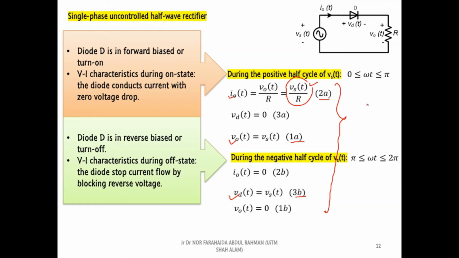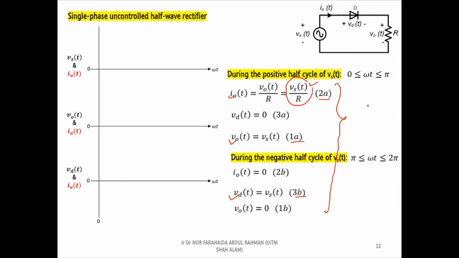Now, we need to sketch three sets of axes. The top axis is focusing on the voltage and current waveforms at the supply or AC side. Meanwhile, the middle axis is concentrating on the voltage and current waveforms at the output or the DC side. Lastly, the bottom axis is focusing on the voltage and current waveforms of the diode.